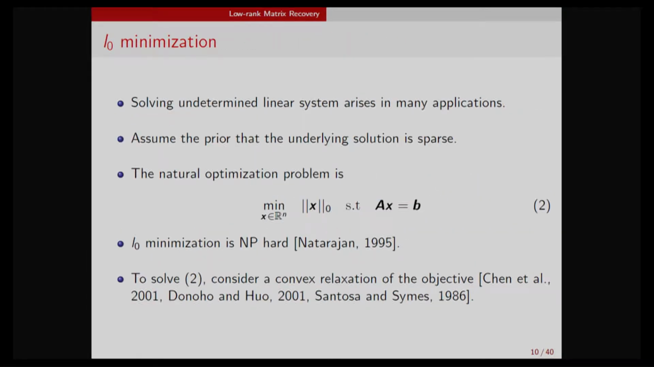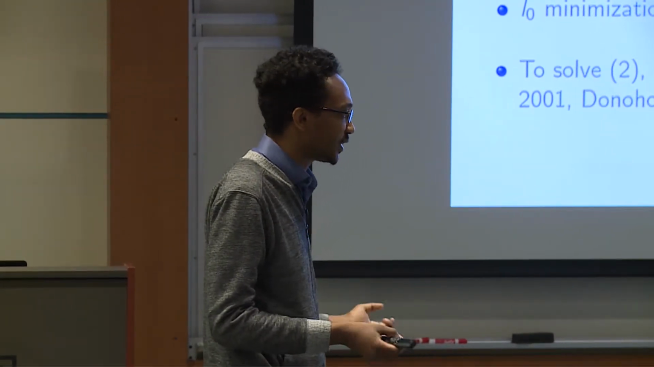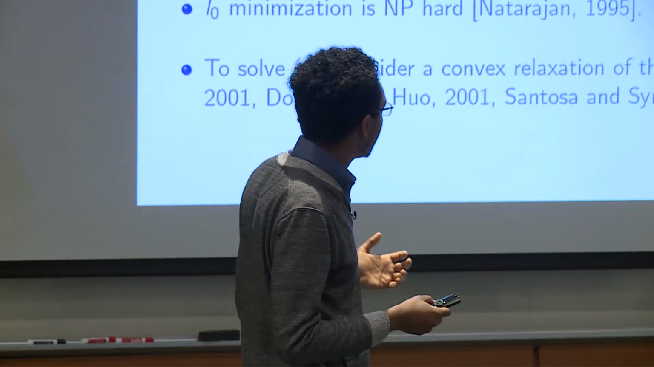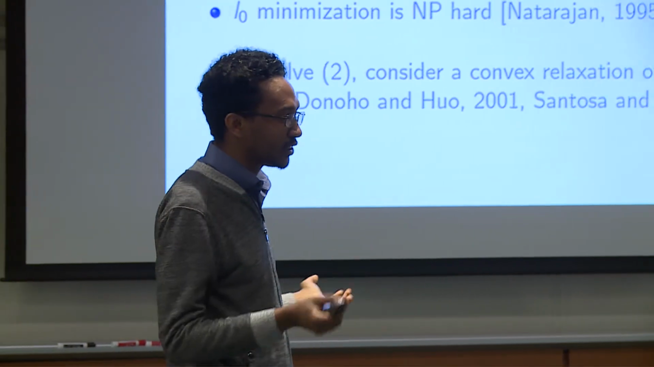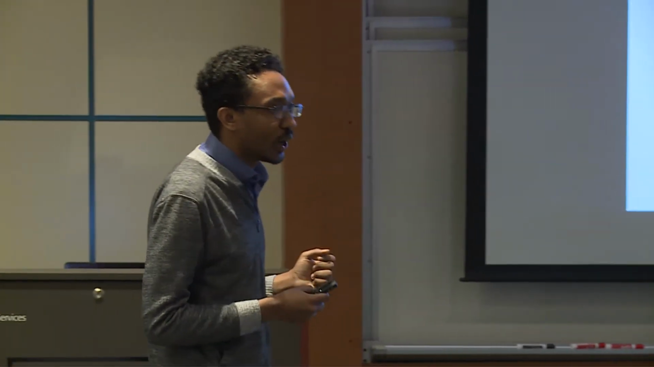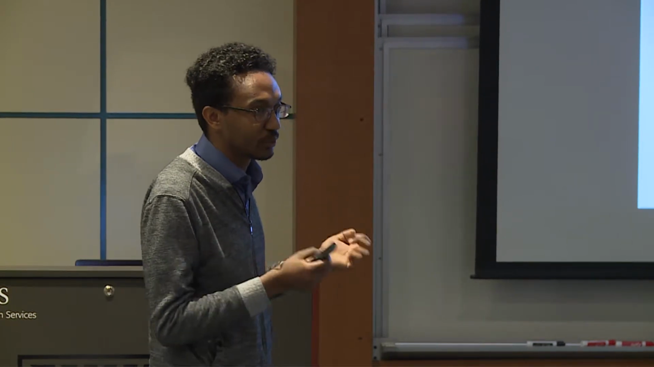Okay. So just to give some context why this low-rank regularization approach comes about, let me give a perspective from the point of view of sparsity-based regularizations. Solving underdetermined linear systems arises in many applications, but when we have infinitely many solutions, we don't have any good way to choose one. So one way is to assume that my underlying solution is sparse based on my application.